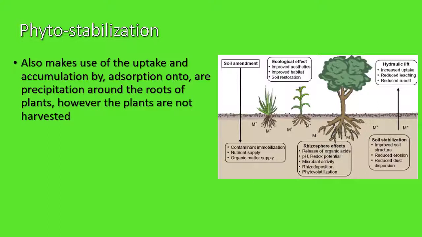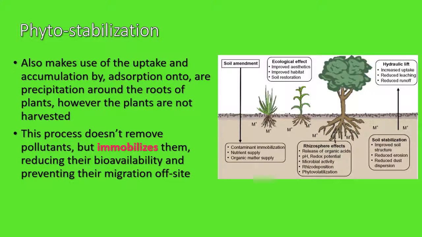However, the big difference here with phytostabilization versus the other two previous methods is that the plants are not harvested. So you don't actually remove the contaminants, you just immobilize them so that they can't spread. It reduces their bioavailability and prevents their migration off-site. So it just keeps the contaminants, like in a hot zone or whatever, in place so that they don't migrate to other areas.